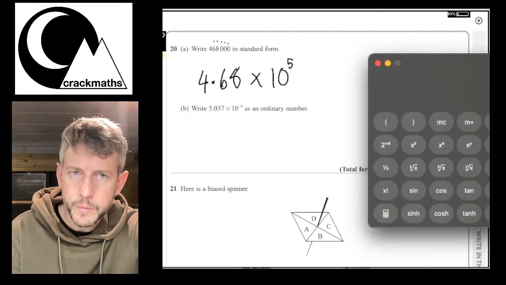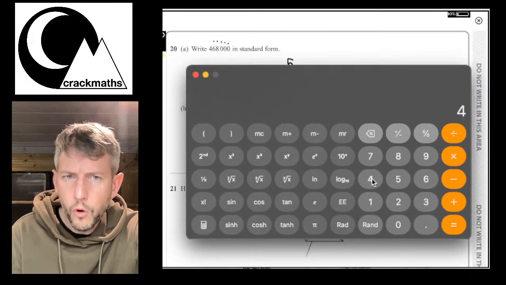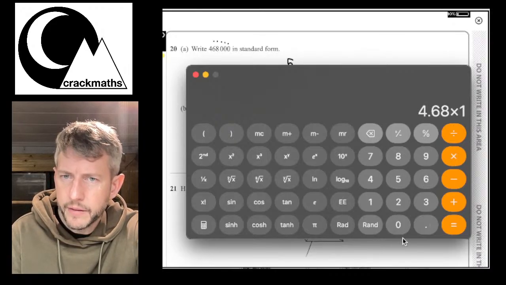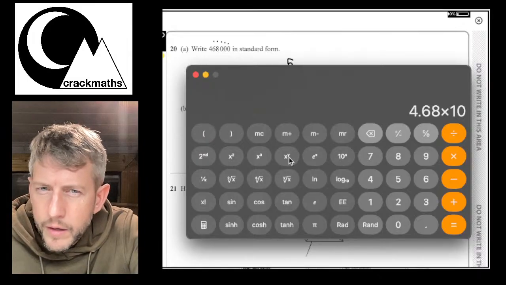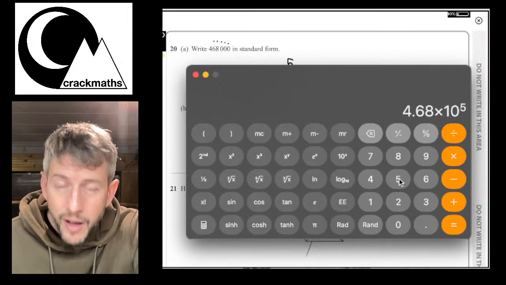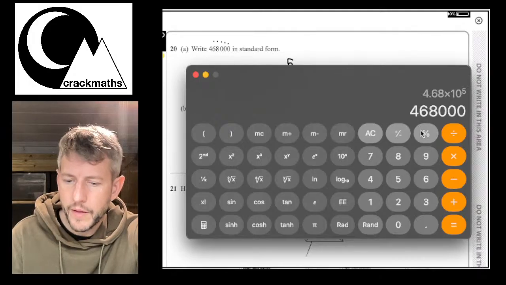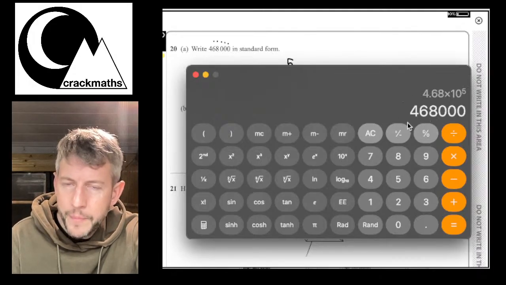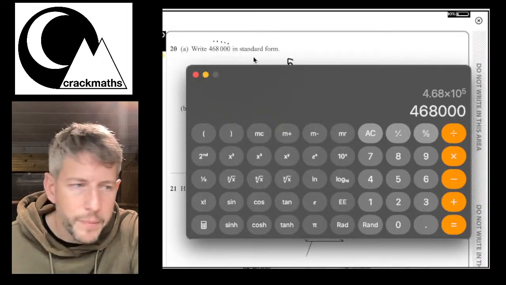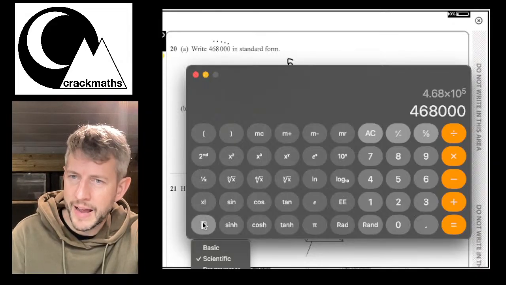Scientific. Here we go. So let's see if I've got that right. 4.68 times 10 to the power, is this going to work? 5? Yay! Okay, great. And then that has 4, 6, 8 and 3 zeros. Yes, this is the same number as that, so I know that has gone correct. So always remember to check your answers where you can.